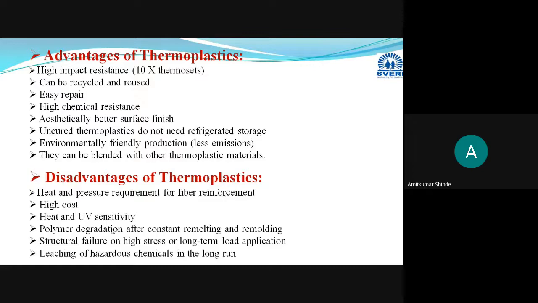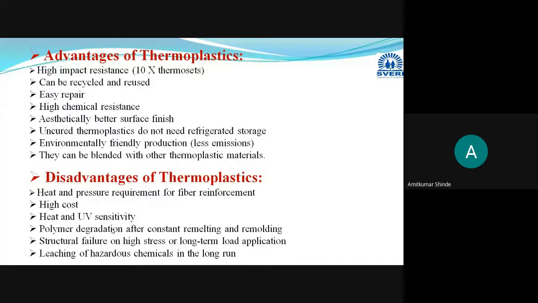Then during the manufacturing of these thermoplastic materials, they are a little bit environment friendly during the production. I'm telling you that during the production only. Okay, plastic material can cause a hazard to the environment, but while doing the manufacturing process, with thermoplastic materials less emissions will be there.